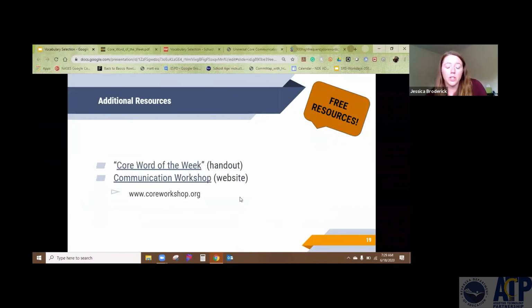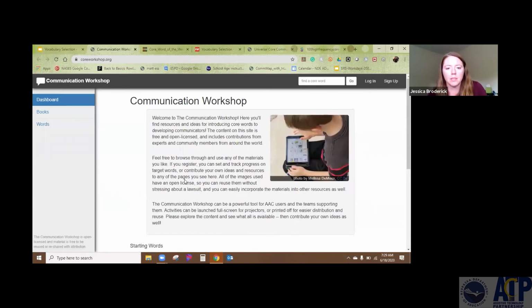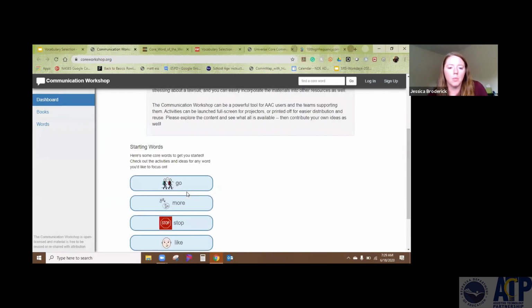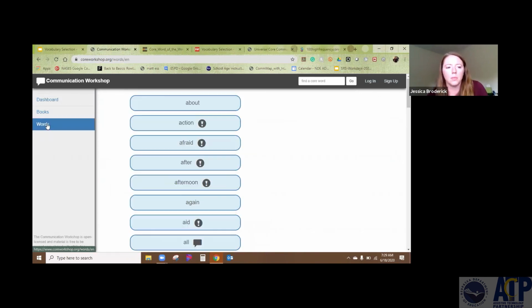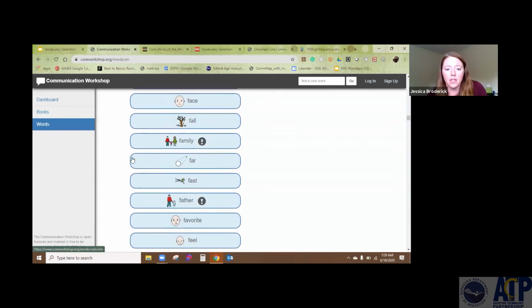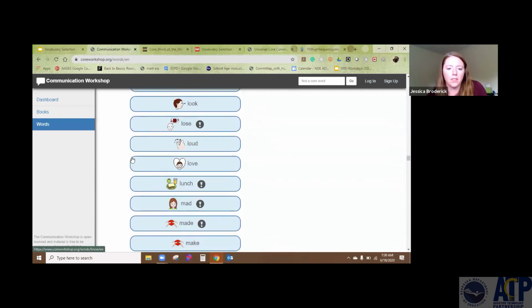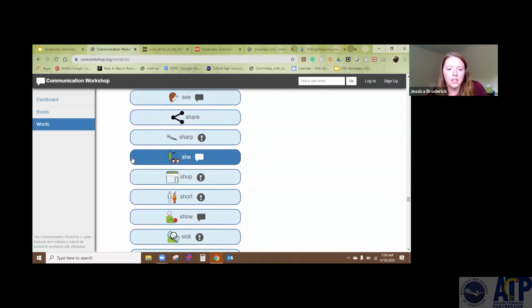And then the other resource I wanted to show you is called Communication Workshop. It's a website. The website's just coreworkshop.org. And it too has a lot of awesome ideas for activities using core words. And so we'll just pick the word stop since that's what we were talking about. But let me say first that over here you can pick which word you're talking about. And you can just see endless, they have all of these different words that they have lessons and activities for. So let me go back to stop.